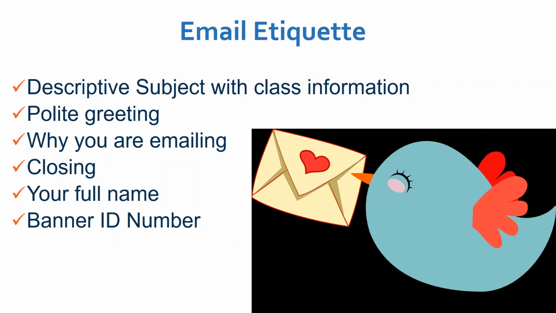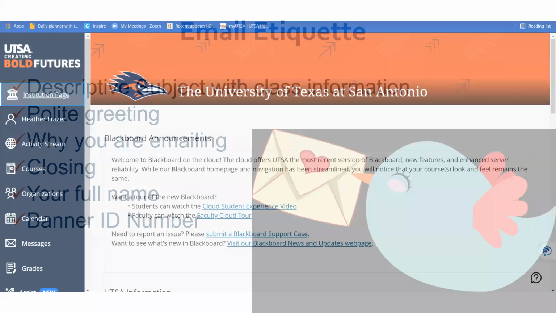In the body of your email, make sure you let them know why you're emailing, include any questions you have. And again, you want to keep it simple and brief, but get to the point. End with a closing that includes something very simple like "thank you" or "sincerely." And don't forget to include your full name as well as your banner ID number or your ABC 123. This way your professors can identify you as a student in their class.